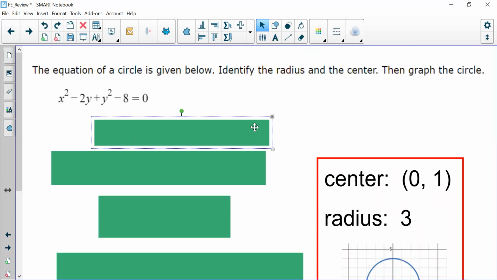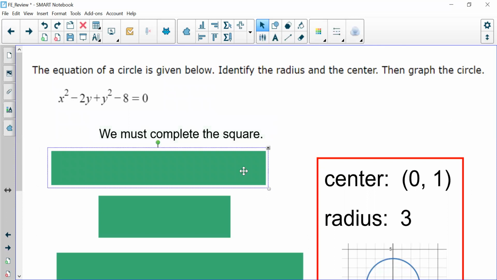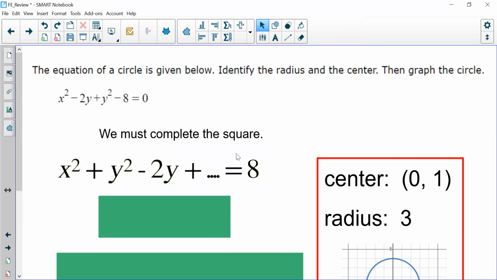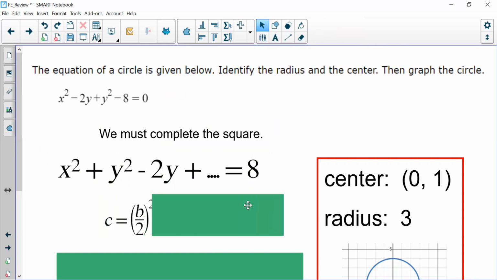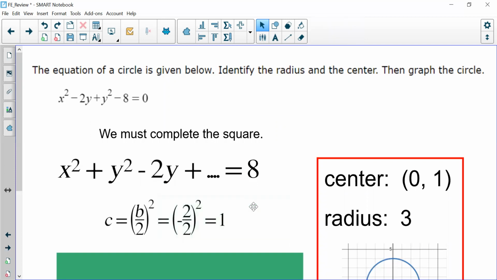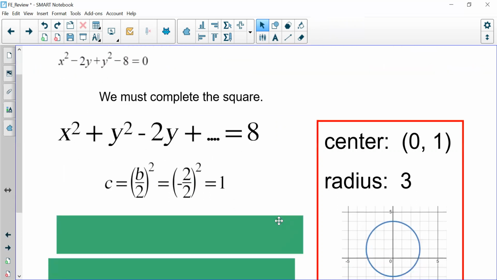We have to complete the square. So I'm going to reorganize my terms and get all the x's together, all the y's together, and then get all the non-variables, the constants, on the other side. And I left a space here. This is to complete the square. And remember how we complete the square. The c value has to be half of b, squared. So -2 is b. So half of that is -1. And when you square -1, you get +1. So I want a +1 right here.